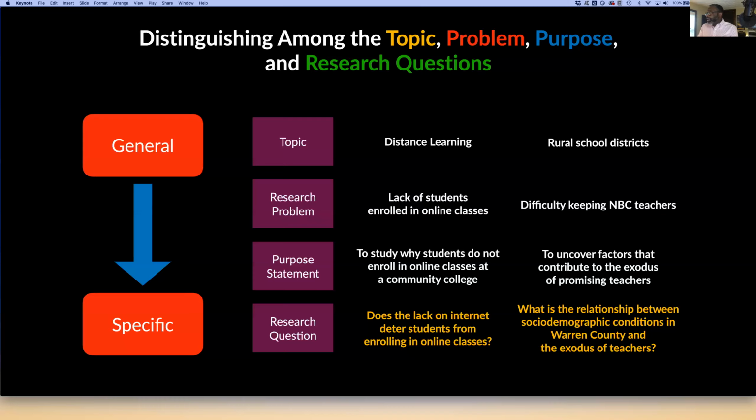So can you reiterate, because I know I was wrong. The independent variable in that first example was? Access or lack of internet. Okay, very good. So the dependent would be the students? It will be the enrollment in online classes. Choice, yeah. Mm-hmm. Yeah. Thank you.